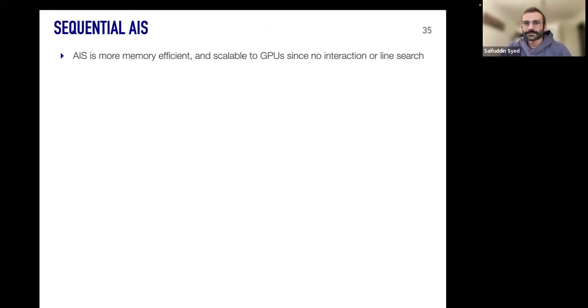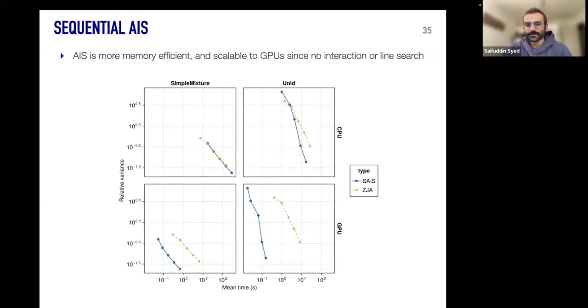The real benefits also come from allowing us to scale annealed importance sampling. So AIS is far more memory efficient, and it's scalable to GPUs because we don't have to do a line search or any particle interaction. When you're operating on a CPU, the advantages of this round-based procedure versus the online procedure turn out to not be very different. But when you put it into a GPU context, then we get some pretty substantial gains. So the blue is our method, the yellow is the online procedure.